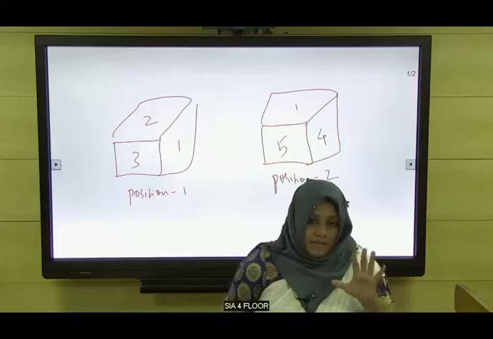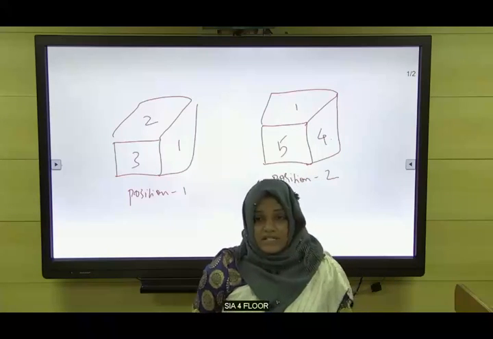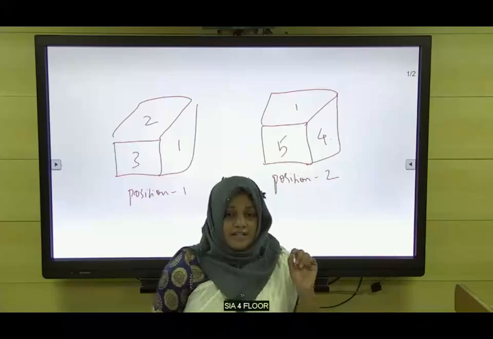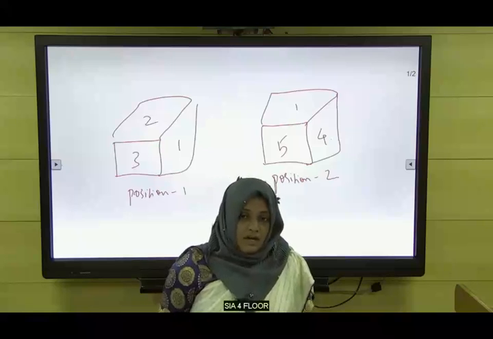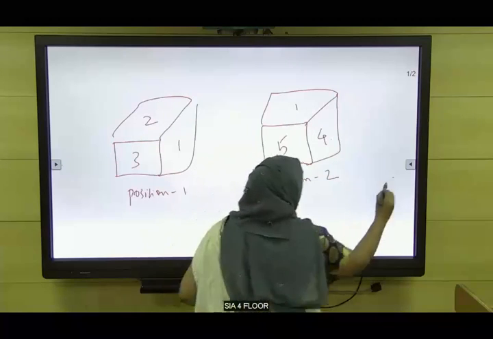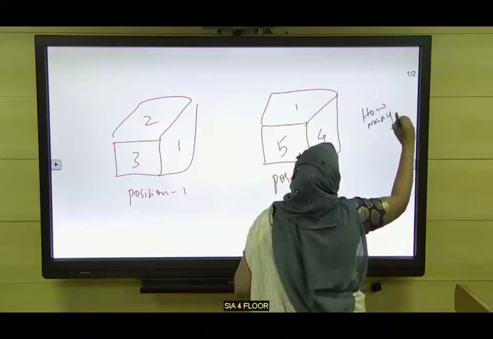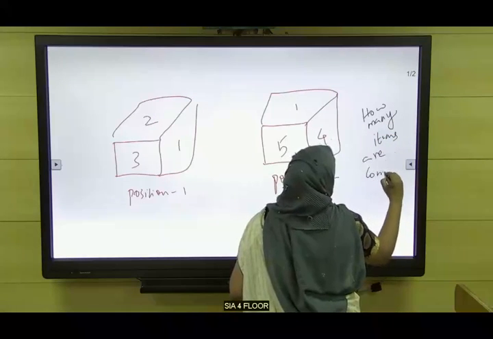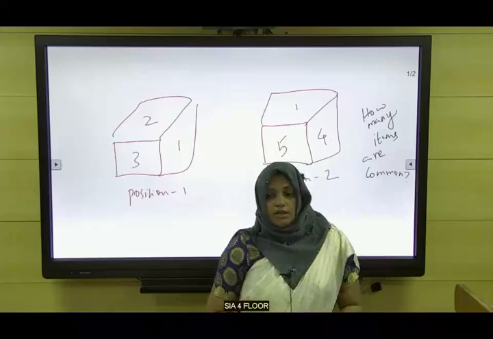Okay, so every time when you compare the positions, what you have to see is how many numbers are common, how many items are common. Let it be number or letter or symbol. Always your question should be how many items are common. Please do write this question in your note.